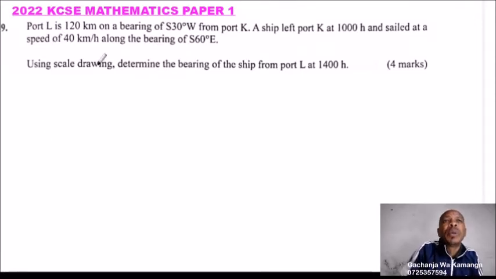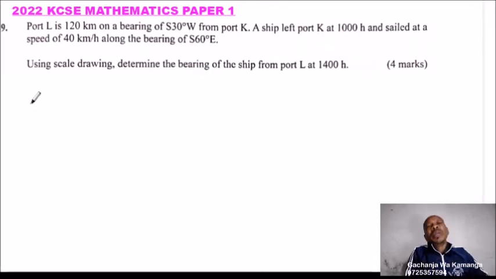2022 KCSE Mathematics Paper 1, number 9. We are told a port L is 120 kilometers on a bearing of south 30 degrees to the west from Port K. A ship left Port K at 10:00 hours and sailed at a speed of 40 kilometers per hour along the bearing of south 60 degrees to the east. Using a scale drawing, determine the bearing of the ship from port L at 1400 hours, and you get 4 marks.